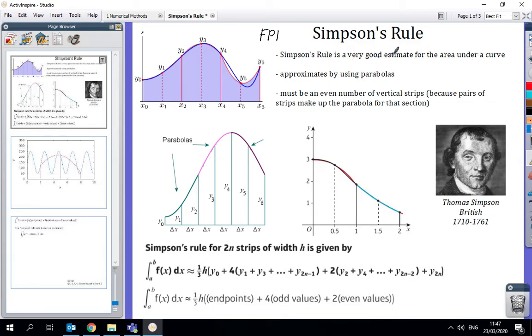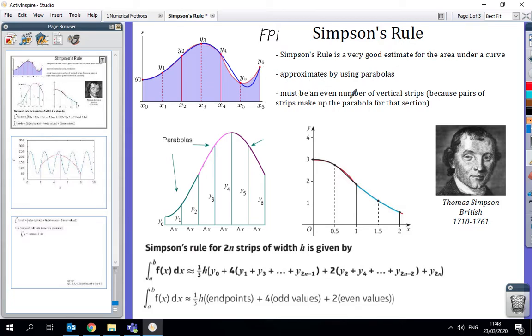So I've written here, Simpson's rule is a very good estimate for the area under a curve, and the way that it does this is different to the trapezium rule, which estimates them all as trapezia. Instead, it estimates by using parabolas. So you'll see here, each of these sections are different parts of parabolas. The idea is that, in theory, it should create a better fit for a curve.